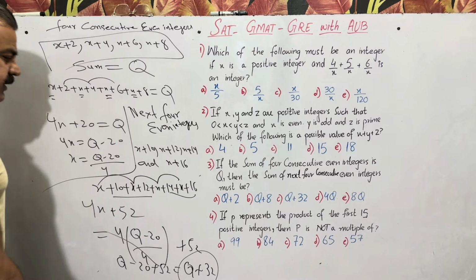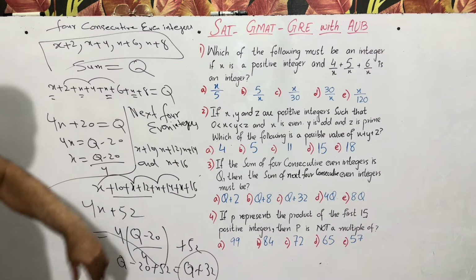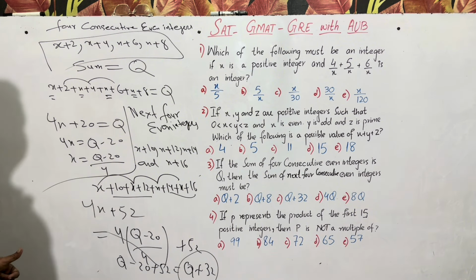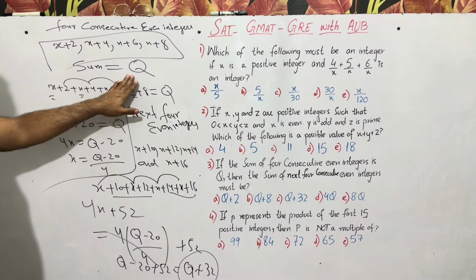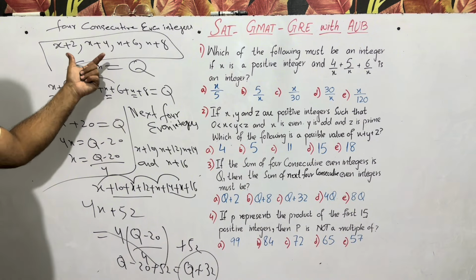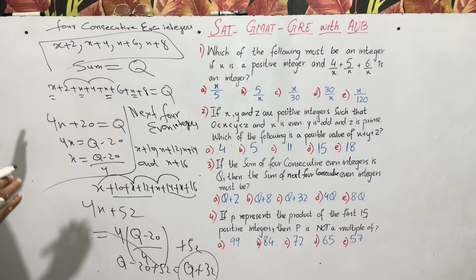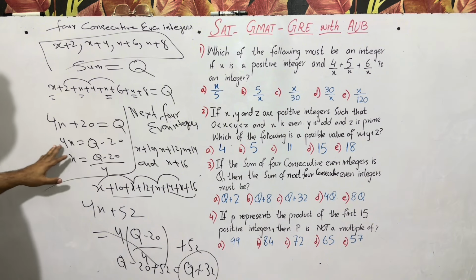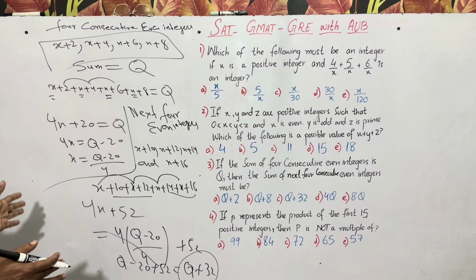So q plus 32 is the sum of the next 4 even integers. We were given that the sum of 4 consecutive even integers is q. We assumed x, x plus 2, x plus 4, x plus 6 and x plus 8 are the required even integers, summed them up and wrote x in terms of q.